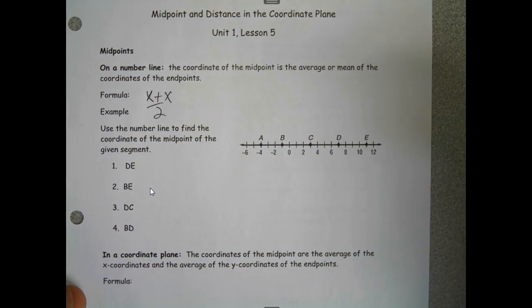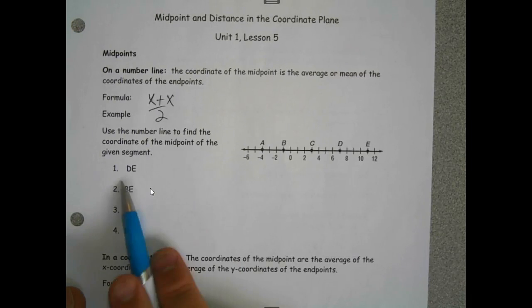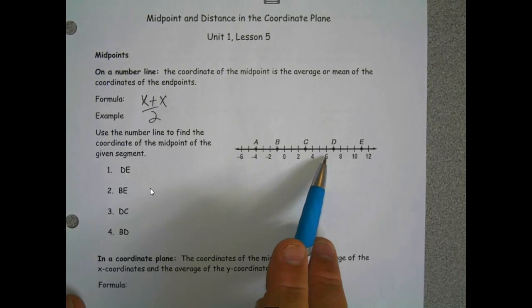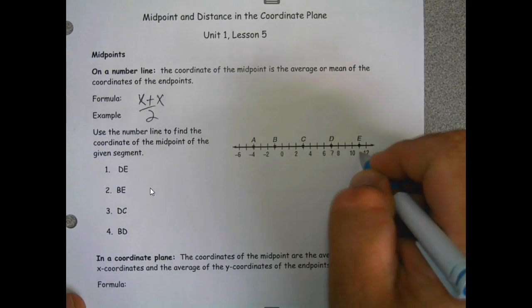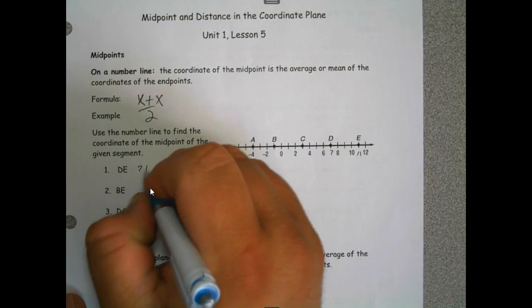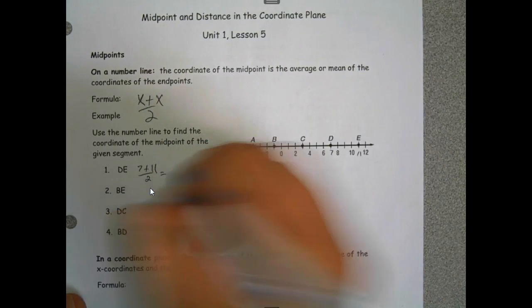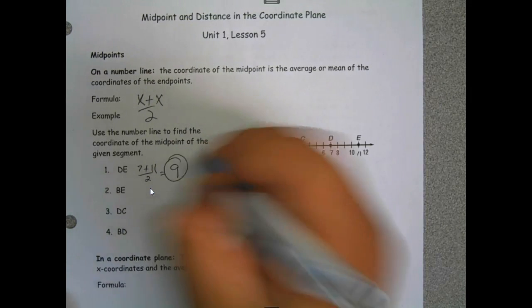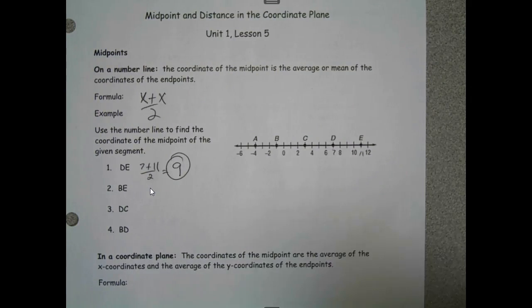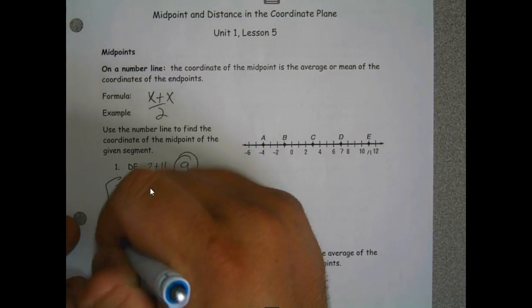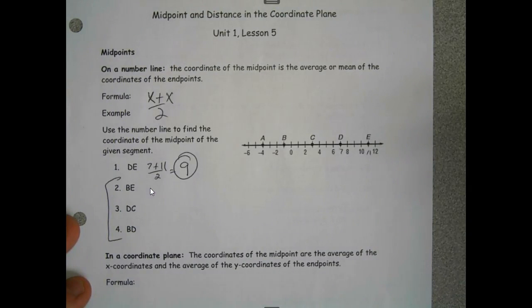And so if you were to ask me to find the midpoint of DE, which is what we did earlier in Lesson 2, I would just say, okay, well, this is at 7, and this is at 11. 7 plus 11 divided by 2 equals 9. So the midpoint of DE is 9. You can do 2 through 4, and I'll check those in class to make sure that you did them. And we're going to use this skill.